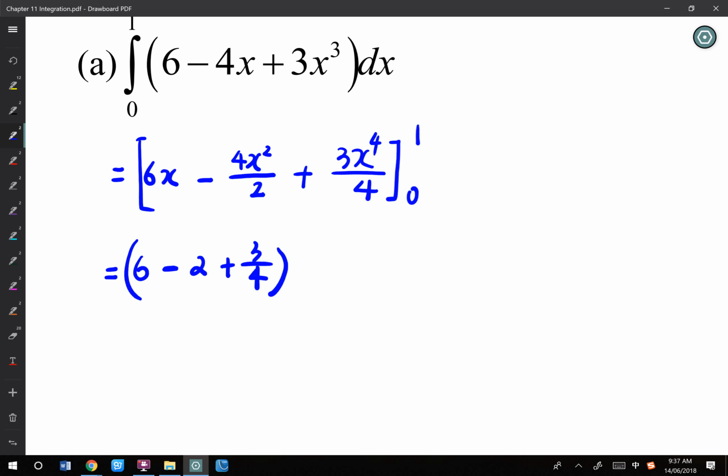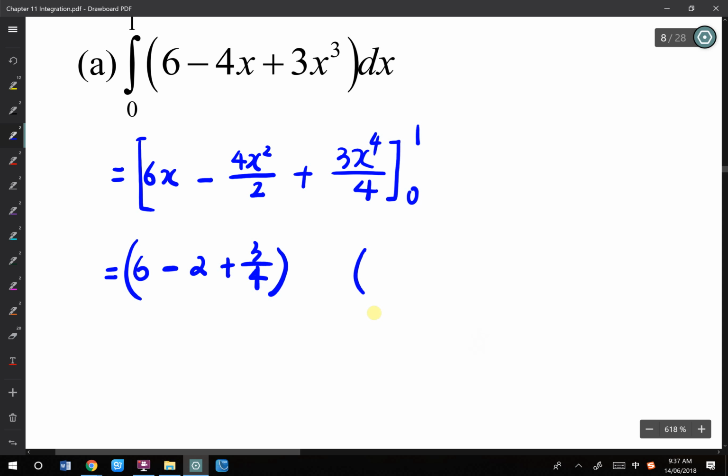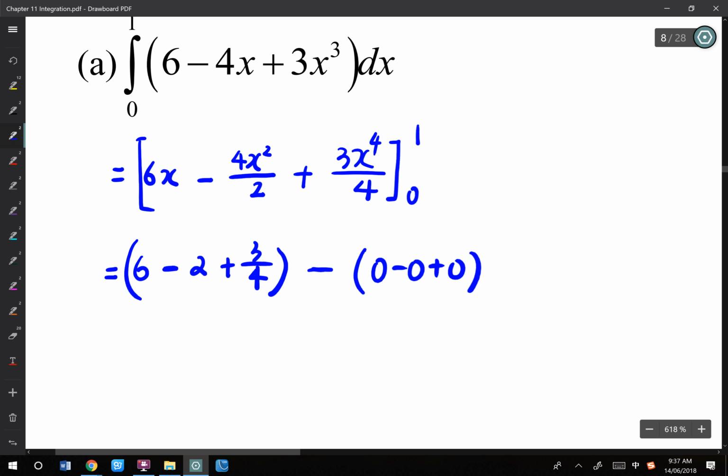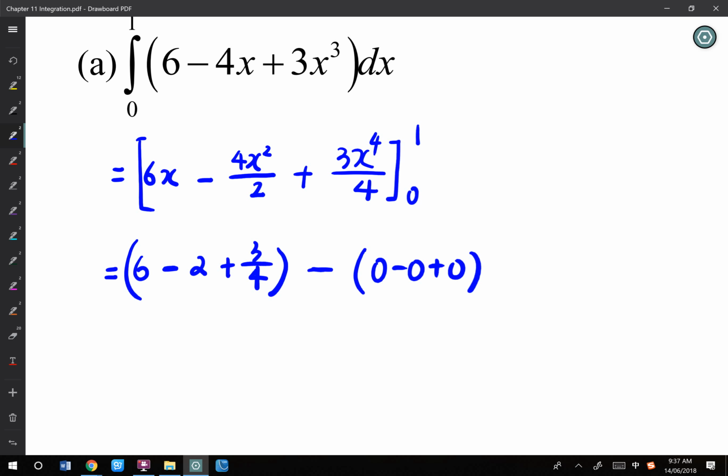And now I will sub the bottom number into the function. So I will sub 0 in, and you can see that's 0 minus 0 plus 0. But it's not always 0. If you have negative 1 there, that won't be 0. So just sub 0 in. And now you put a minus in between. You sub the first number in, you sub the second number in, and you minus the two results. The result you have now will be the area under the curve.